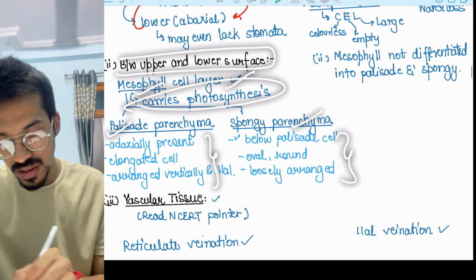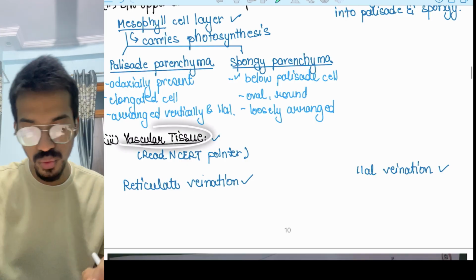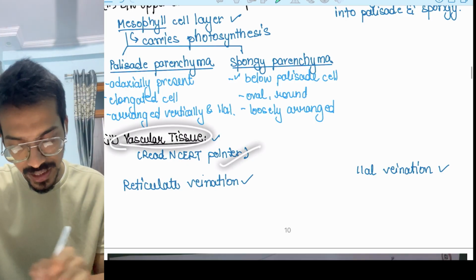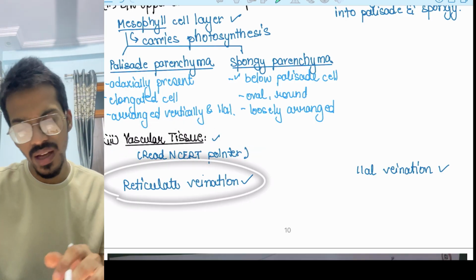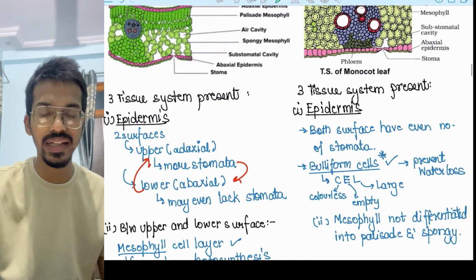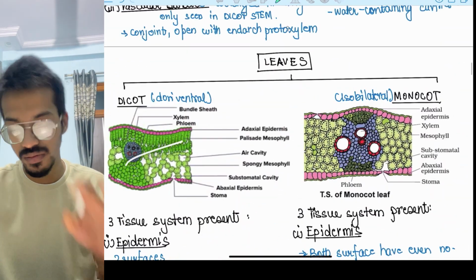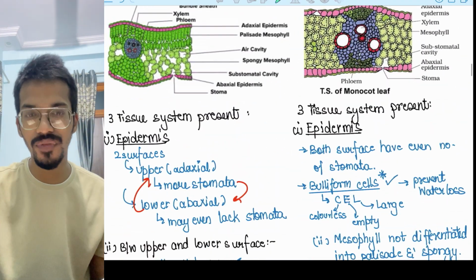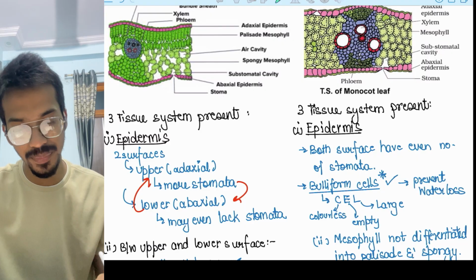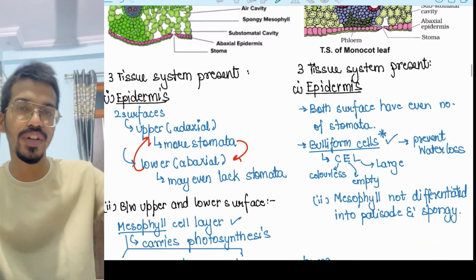Okay, now the next is vascular tissues. They have reticulate venation present, and vascular tissues are present over here in the bundle sheath cells. This you know, that reticulate venation is the variation by which you can identify it. So vascular tissues will be present in those venations only.